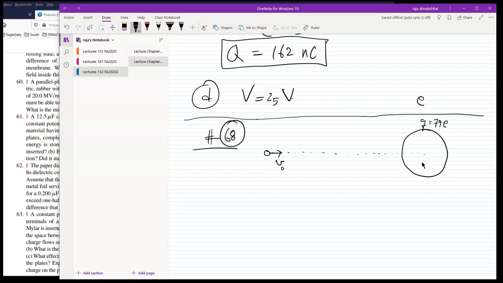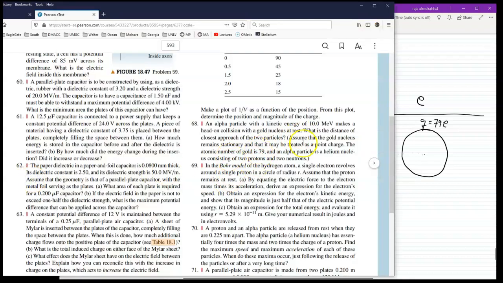And this is the alpha particle, and this alpha particle has 2 protons, so the charge on it is 2e. You see what I'm saying? We call that charge Q alpha, I'm going to call that. So the charge on the alpha is 2e. The charge on the gold nucleus is 79e. Okay? So what he's asking for, I forgot what he's asking for.